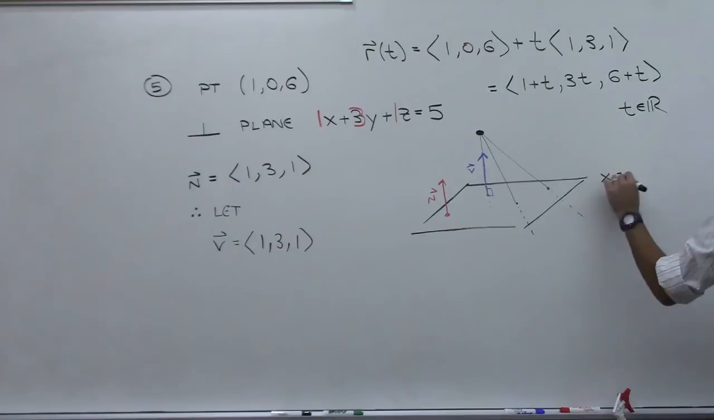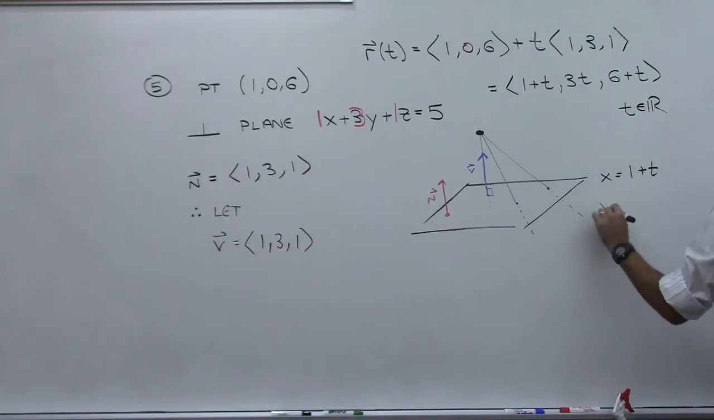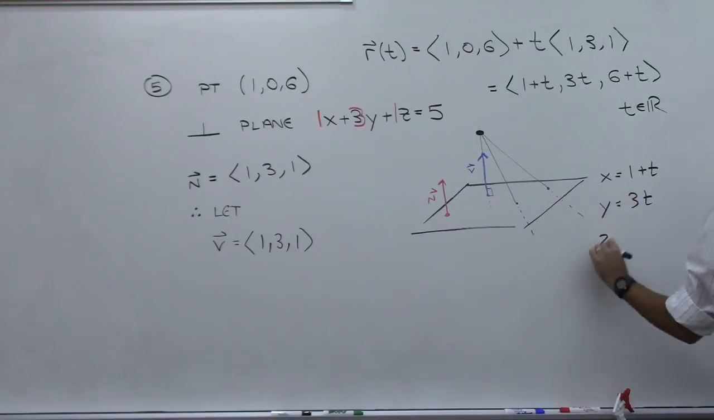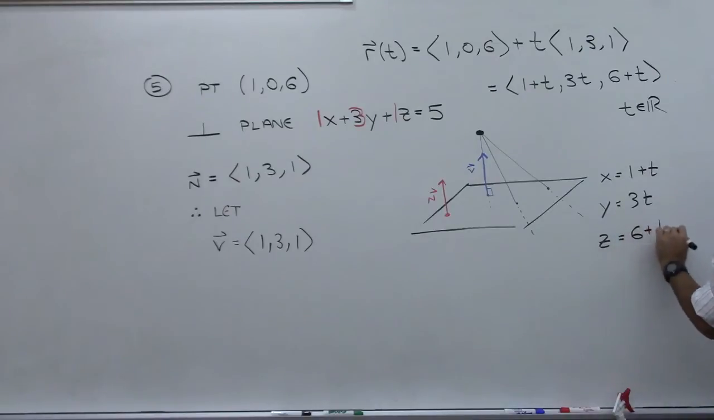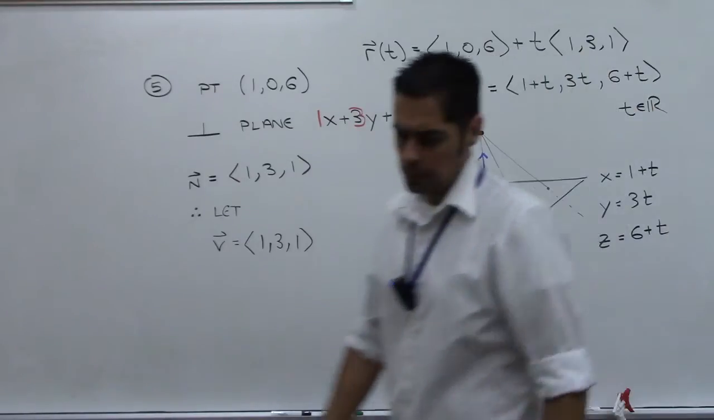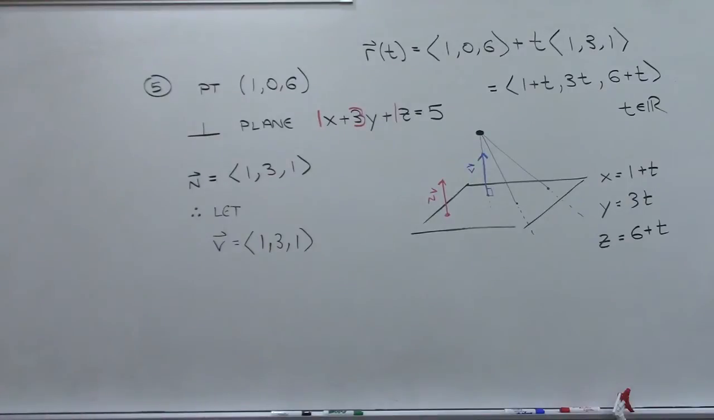Now I just want to get the parametric equations. For the parametric equations: 1 plus t, 3t, 6 plus t. Done. And that was number 5.